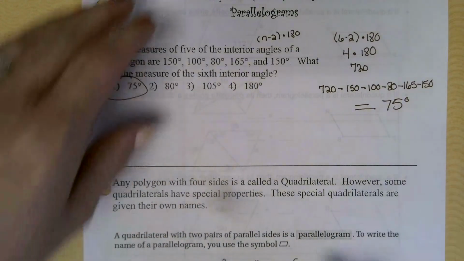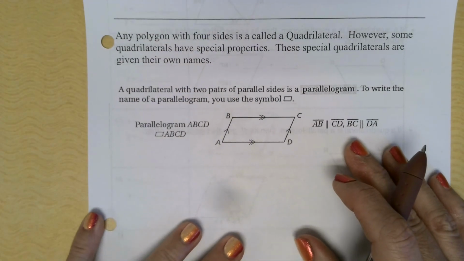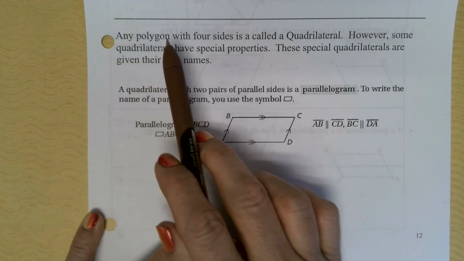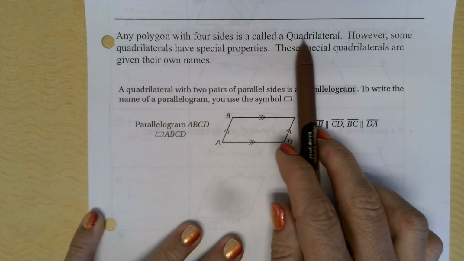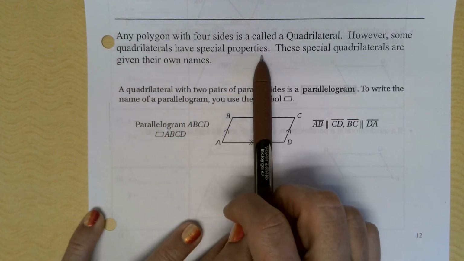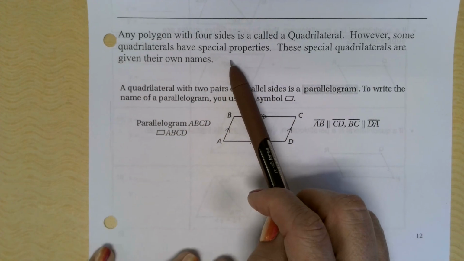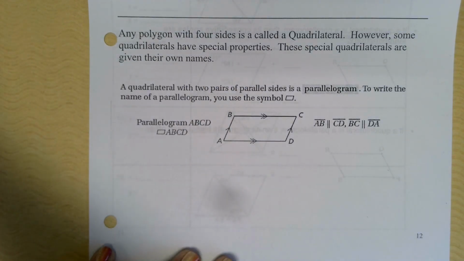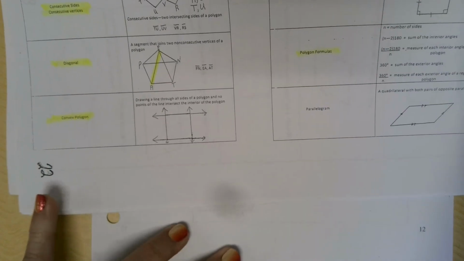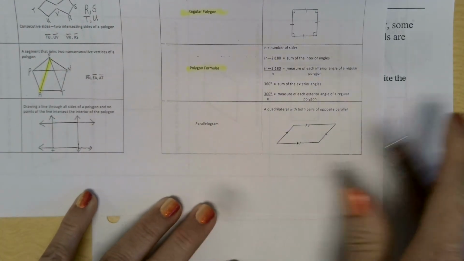Okay, so now we are going into the notes for the quadrilaterals and starting with parallelograms. Any polygon with 4 sides is called a quadrilateral. However, some quadrilaterals have special properties. These special properties are given their own names. Okay, before we jump into the notes, on your vocab, we have one definition, page 22, just to get knocked out, which is what I'm getting ready to show you here.